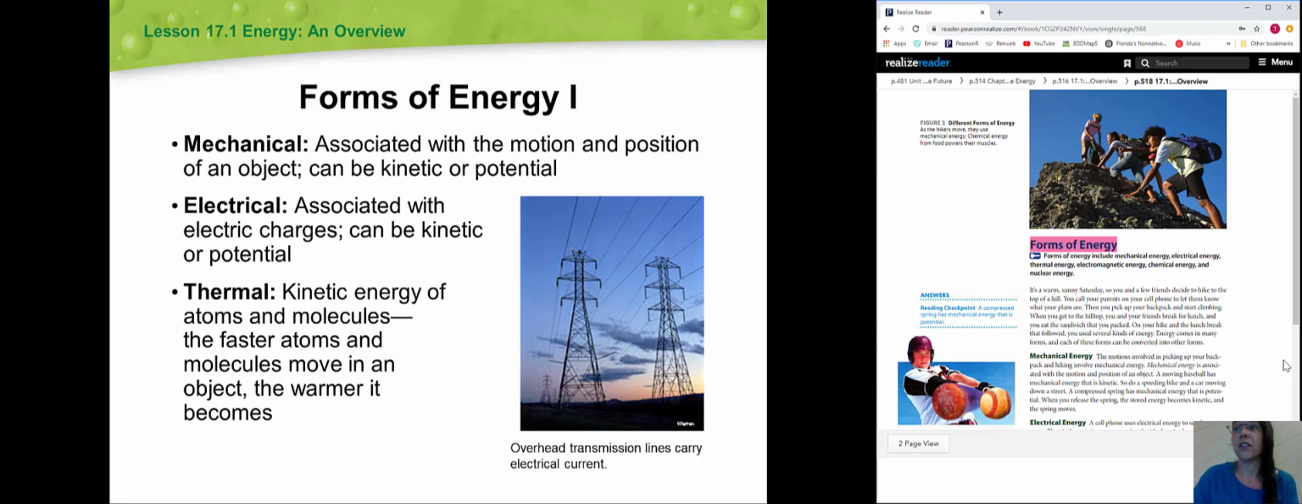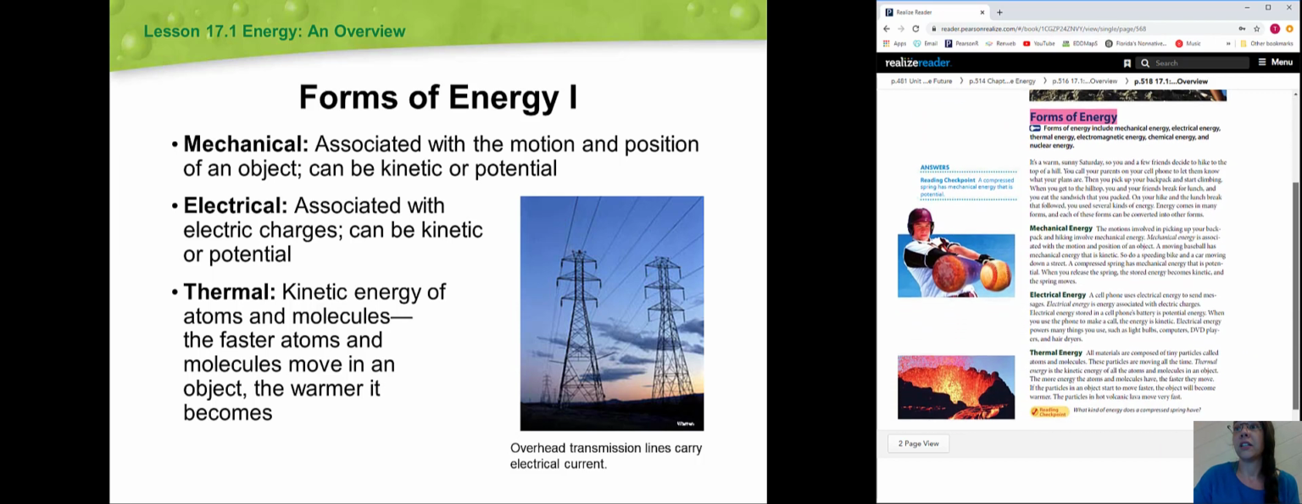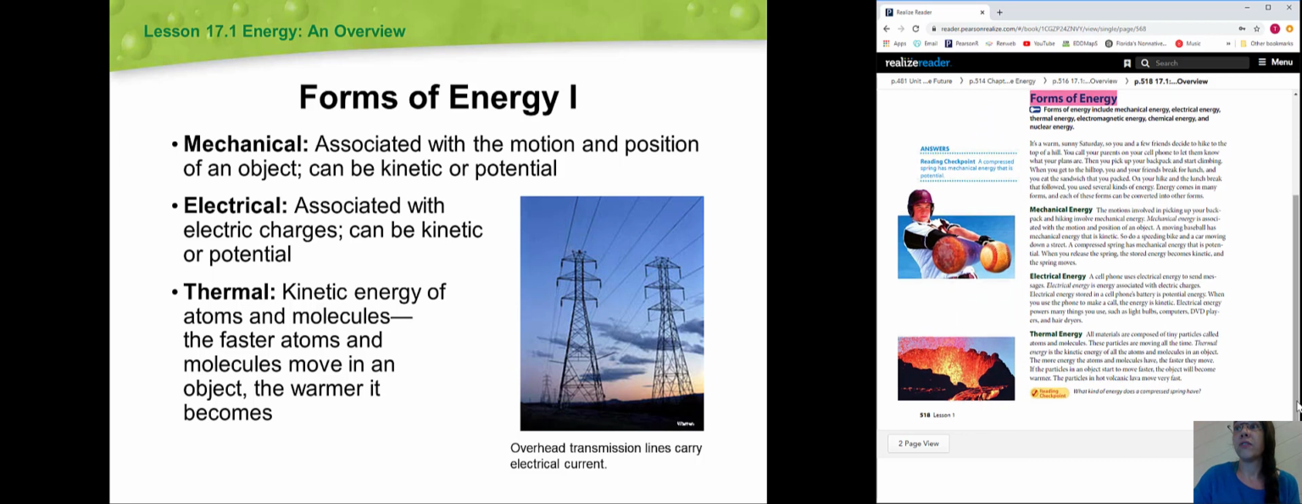Energy comes in many forms, and each of these forms can be converted into other forms. The first of which is mechanical energy. The motions involved in picking up your backpack and hiking involve mechanical energy. Mechanical energy is associated with the motion and position of an object.